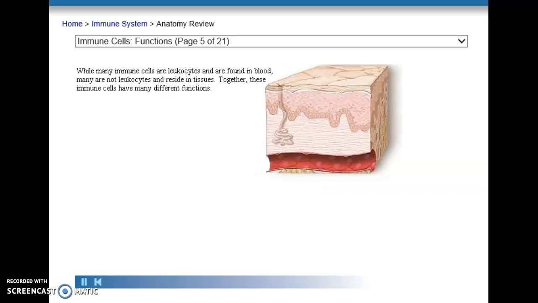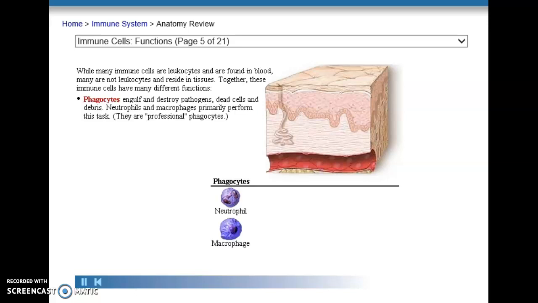While many immune cells are leukocytes and are found in blood, many immune cells are not leukocytes and reside in tissues. Together, these immune cells have many different functions. Some cells act as phagocytes. The term phagocyte means eating cell. Phagocytes engulf and destroy pathogens, and also act as a cleanup crew to rid the body of dead cells and debris. Neutrophils and macrophages, the major cells that carry out this task, are referred to as professional phagocytes.